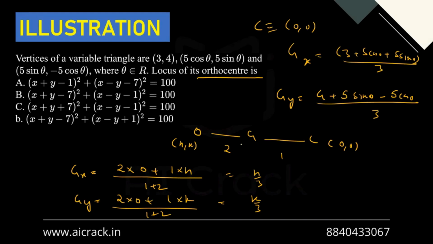Now we eventually know that in the final equation we don't have theta, so we have to eliminate theta. We have (3 plus 5 times (sin theta plus cos theta)) divided by 3 equals h by 3. Cancel out 3, so this equals h. Similarly, 4 plus 5 times (sin theta minus cos theta) equals k, because of the cancellation of 3. Now we have got these two equations: this is the first equation, this is the second equation.